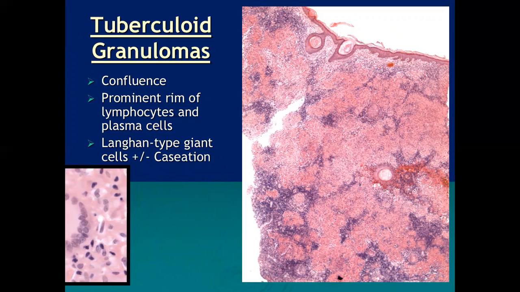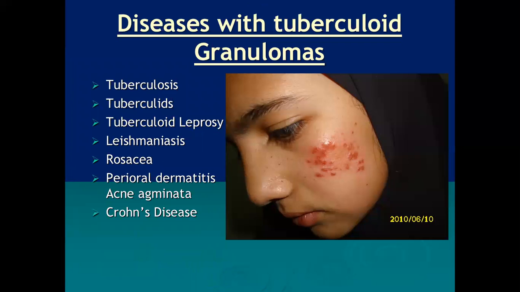Caseation necrosis may or may not be present. There are several diseases that are characterized by tuberculoid granulomas. The first is skin tuberculosis, then different tubercles, tuberculoid leprosy, leishmaniasis, rosacea, perioral dermatitis, lupus miliaris disseminatus faciei, and Crohn's disease.